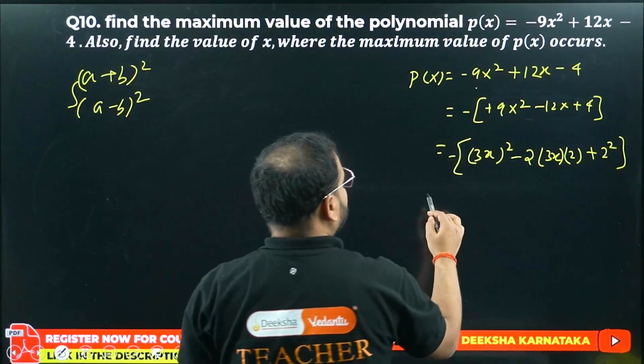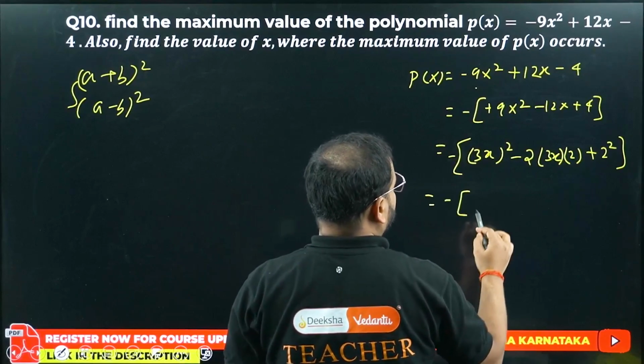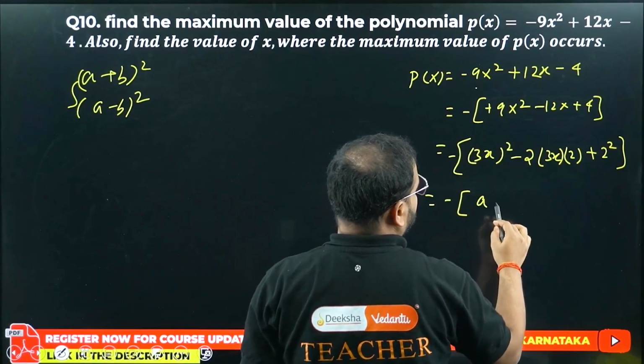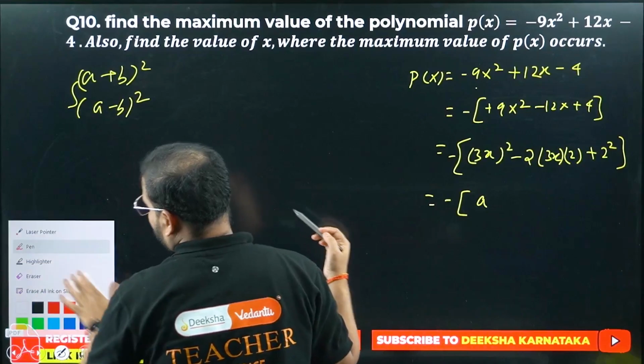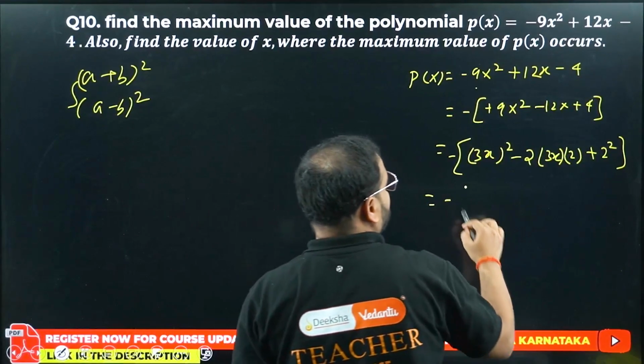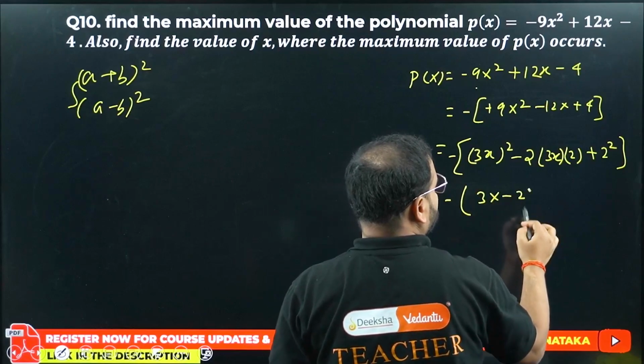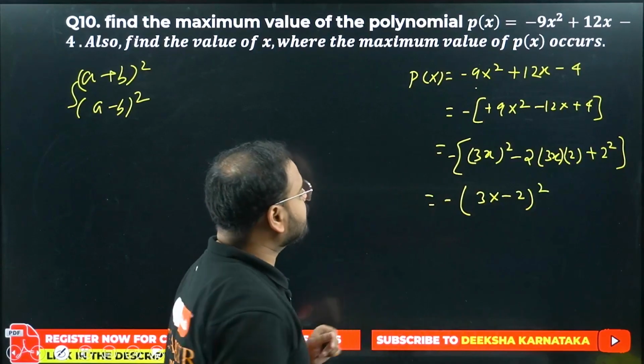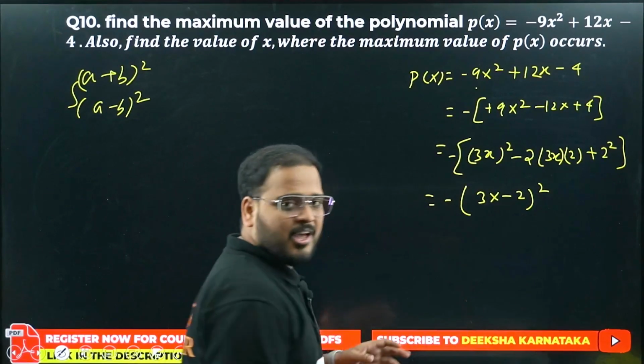Simple. How can I rearrange it? It will become a minus b, sorry, not a. I have the value of a, no? So I can write it like this: 3x minus 2 the whole square. 3x minus 2 the whole square. Okay, this is very simple.